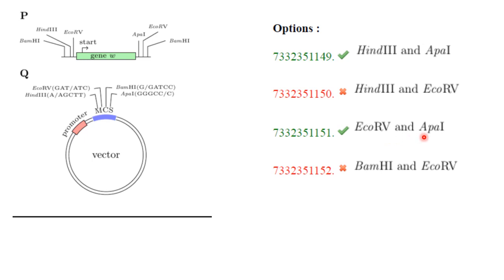Then EcoR5 and APA1. EcoR5 is at this end, APA1 is on the right end. Similarly, EcoR5 is on the left end and APA1 is on the right end. So naturally it can be used to ligate. Now BAMH1 and EcoR5. BAMH1, in the case of the gene of interest, is on the right side as well as on the left side. But in the case of vector, BAMH1 is on the right side and EcoR5 is on the left side. So it cannot be used for ligating.